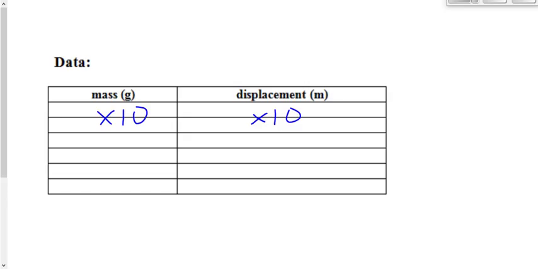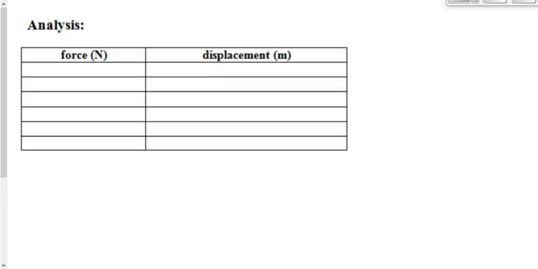Then I'm going to create another table, an analysis table. Instead of mass and displacement, it's going to be force and displacement. How do you think I'm going to find the value of that force? The applied force, the amount of force that was applied onto that spring. Yep. Good. It's mass times gravity. You're going to have to make sure that when you do that, your mass is measured in kilograms.